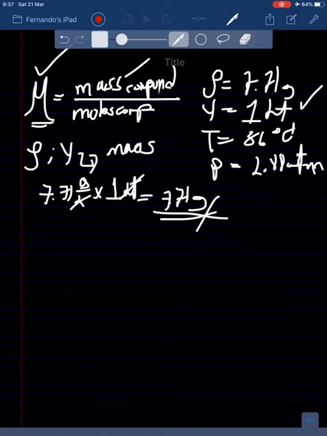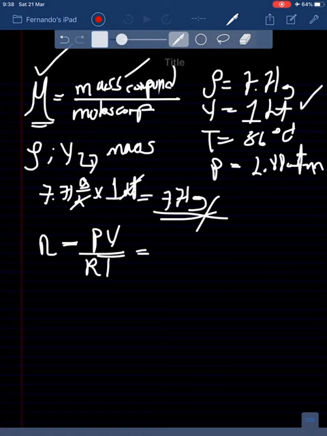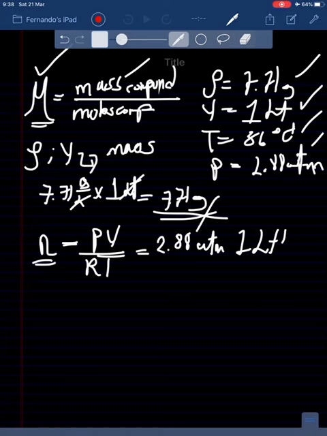So let's perform another definition. The number of moles is going to be the same as what? As PV over RT. This is pretty simple to guess, right? I can know the number of moles just because I know all of the other variables. You see how versatile the ideal gas model is? So if we jump numbers into this, we will get 2.88 atmospheres times 1 liter.